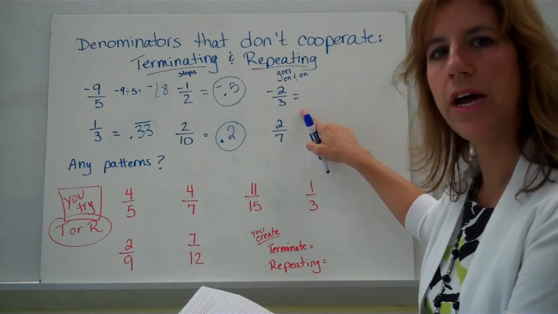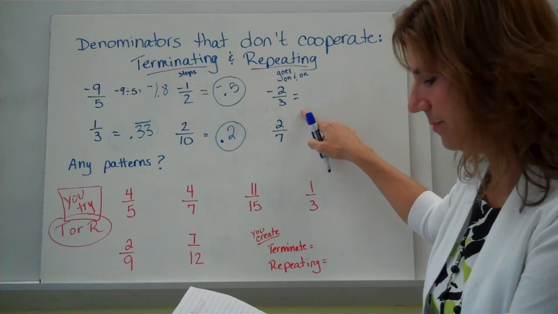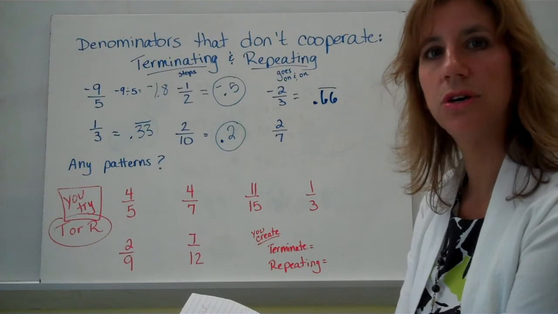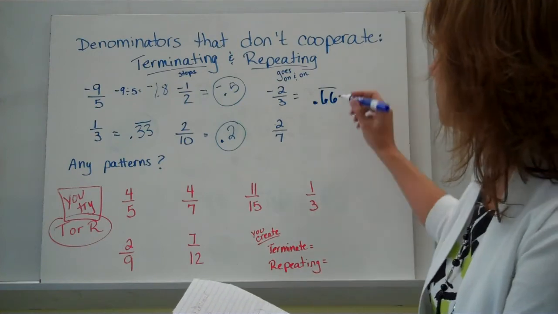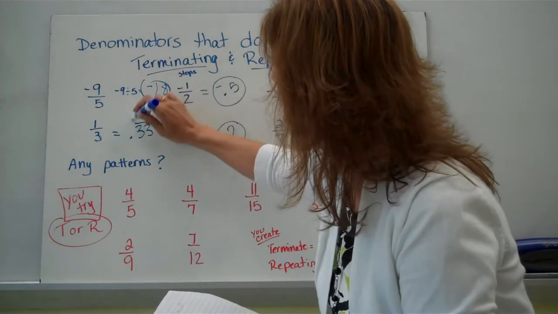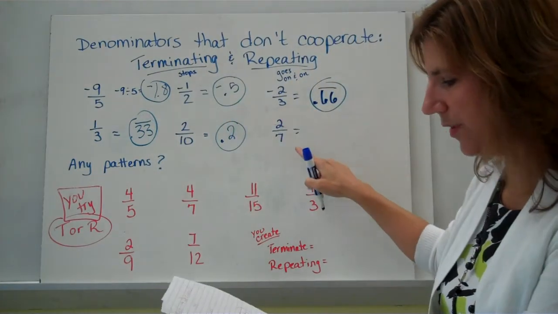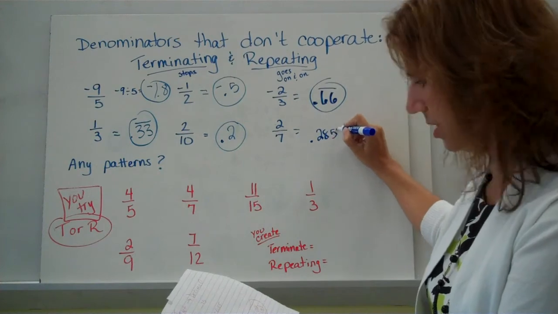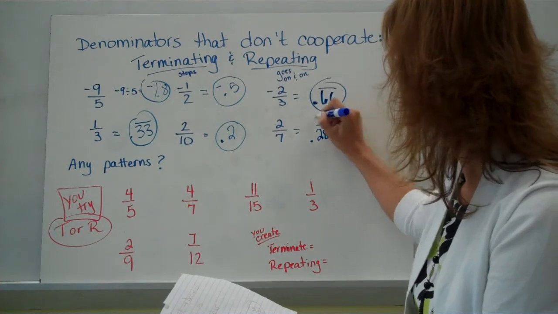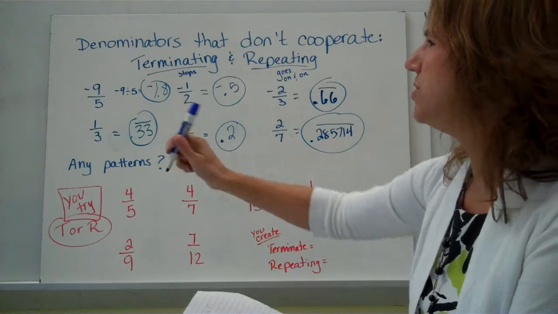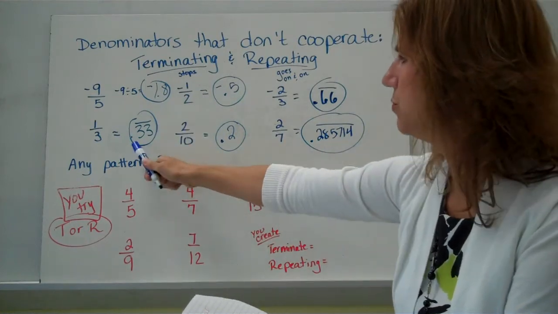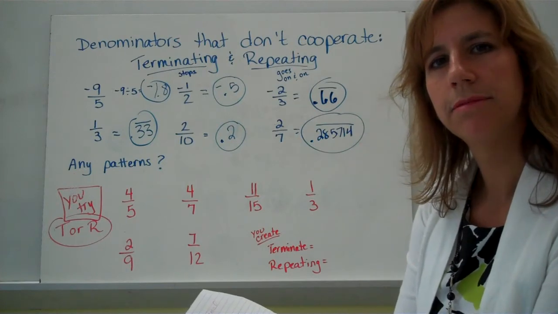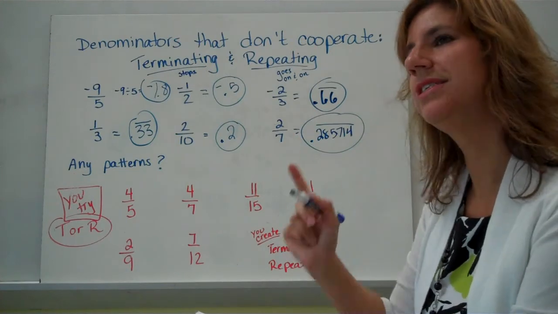All right, try this one. Negative 2 divided by 3. Did you get 0.66 repeating? That 6 goes on and on. That's a repeating decimal. All right, and let's do this last one. 2 divided by 7. That gives you a repeating decimal also, a long one. What do you notice about all the repeating decimals? Do you notice anything? Do you notice the denominators?